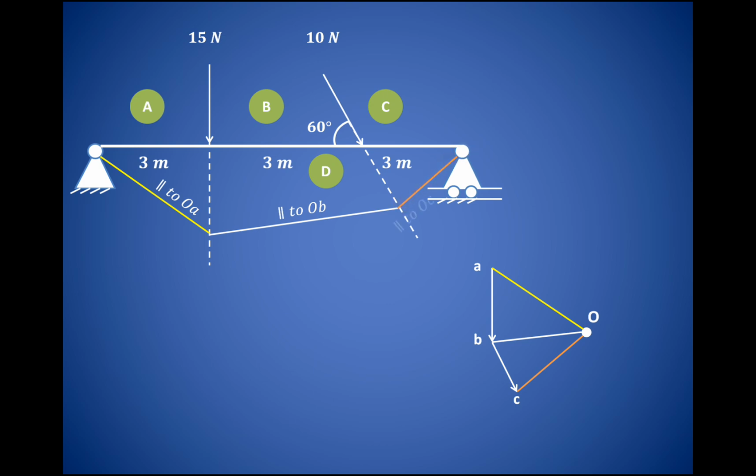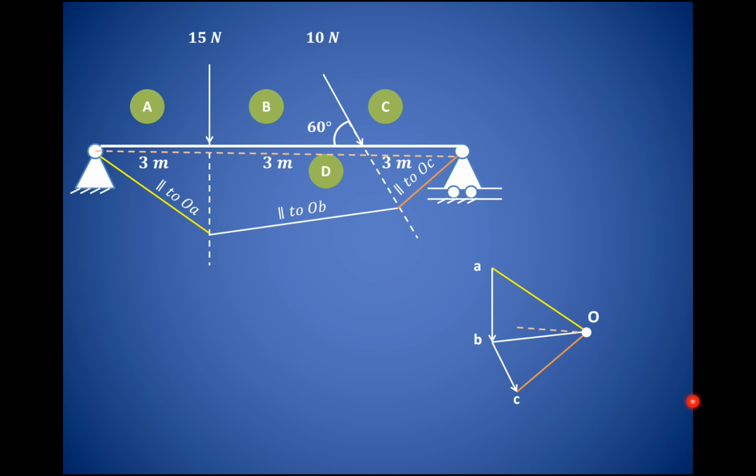Now close this polygon. This is known as the funicular polygon. So we have closed this polygon, and this is known as the closure. Please remember that this diagram has not been drawn to scale. In the next slide we will see how this diagram is drawn to scale and how to calculate these reactions.